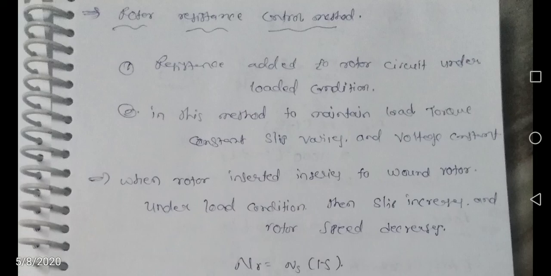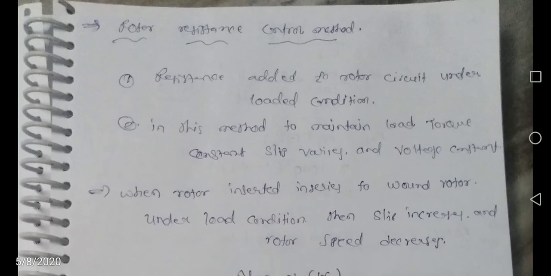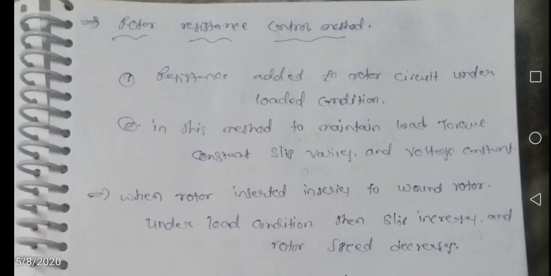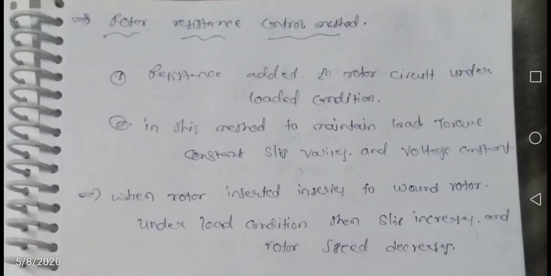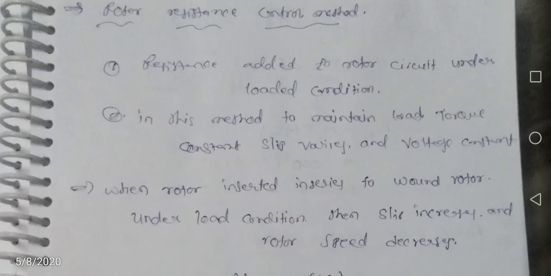Next, coming to the rotor resistance control method. This method is suitable only for a slip ring induction machine. In the rotor resistance control method, external resistance is added into the circuit. Resistance is added to the motor circuit under the loaded condition. So in this method, to maintain the load torque constant, slip varies and voltage is constant.